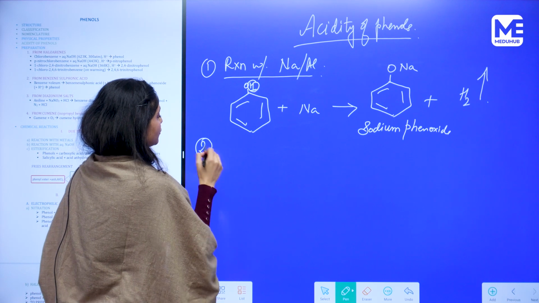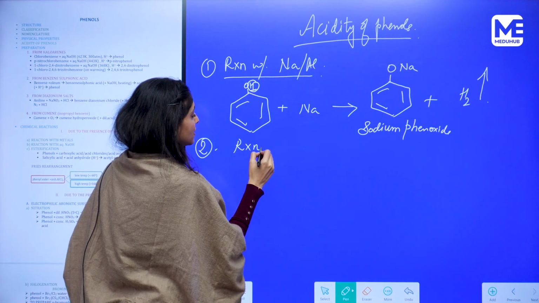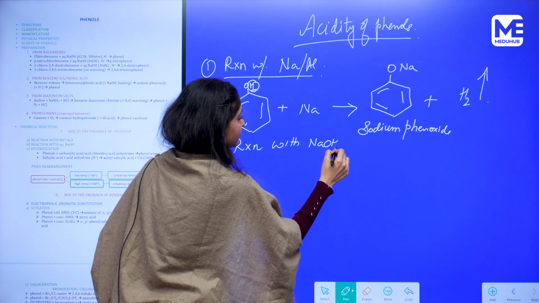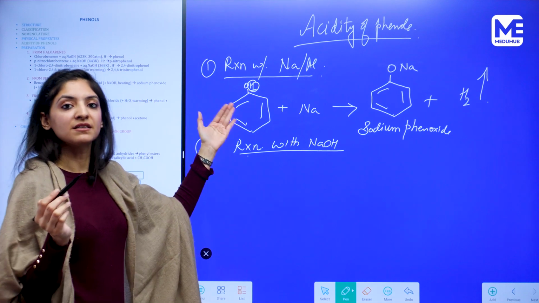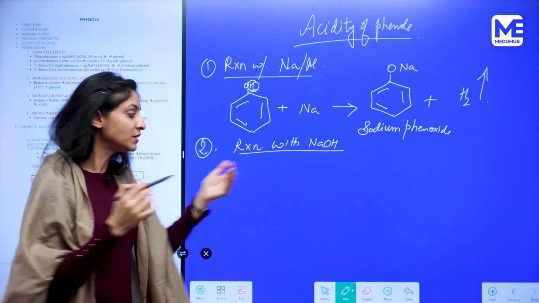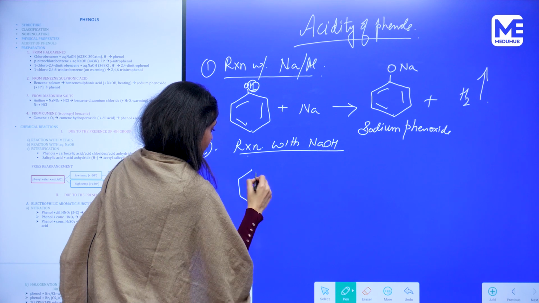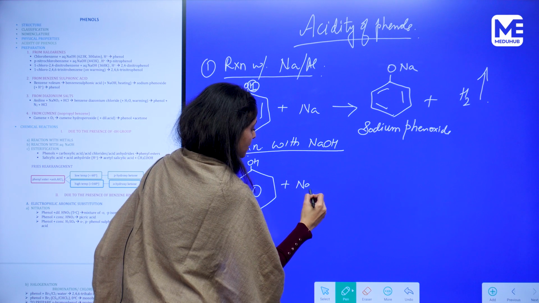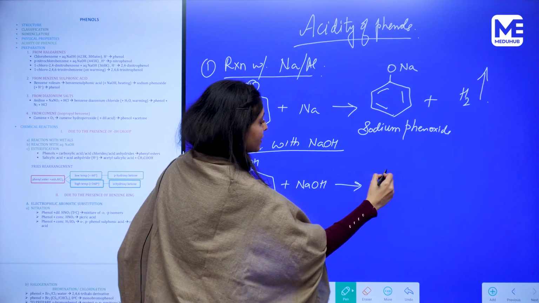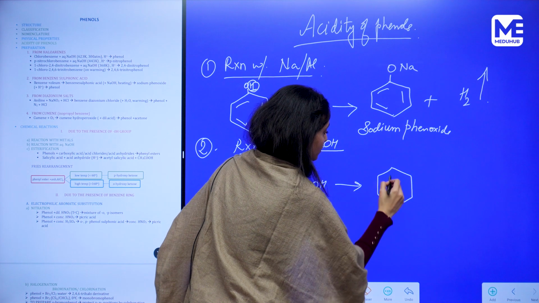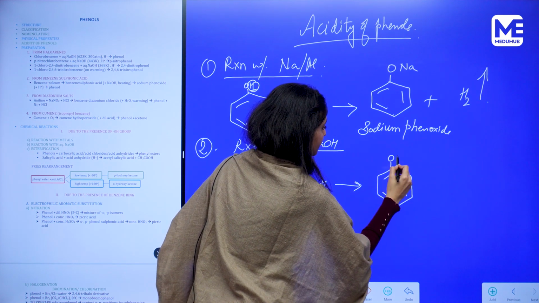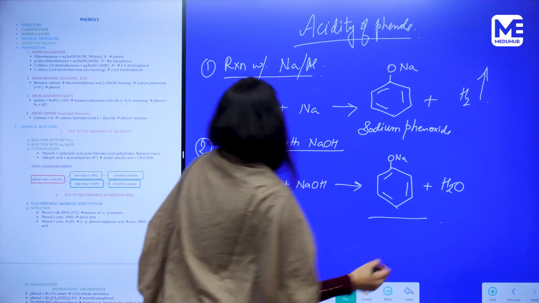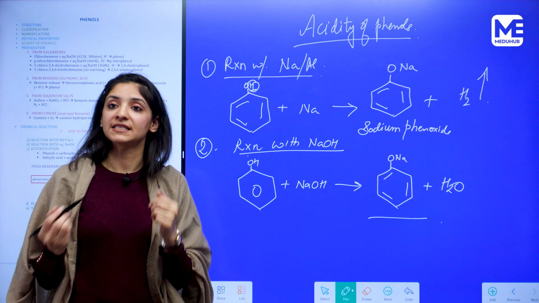The second reaction is reaction with bases like NaOH. So if phenol is acidic, it will react with the base to form a salt and water. So phenol reacts with NaOH to give again sodium phenoxide, the salt, and H2O. These two reactions show us that phenols are acidic in nature.